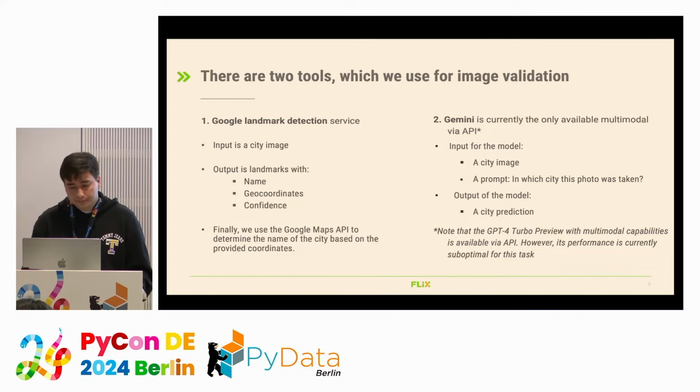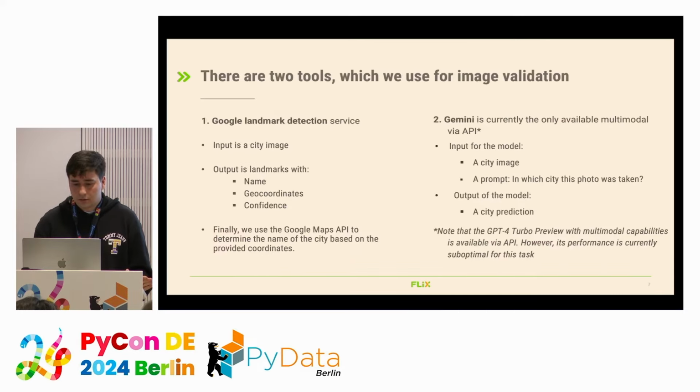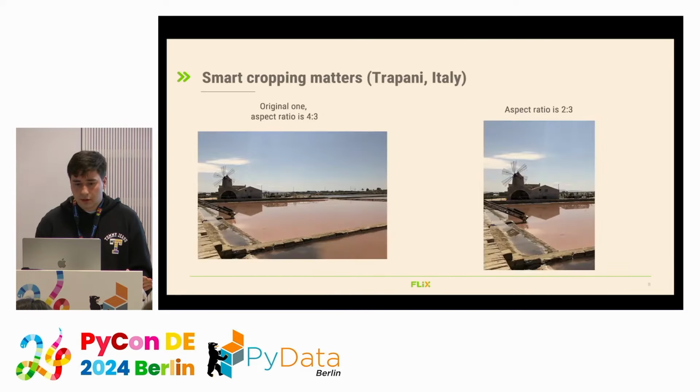at the map. So basically how it works with Gemini, you also upload a photo and a prompt asking in which city this photo was taken, or something like it. Actually, I will talk about prompts for Gemini later.